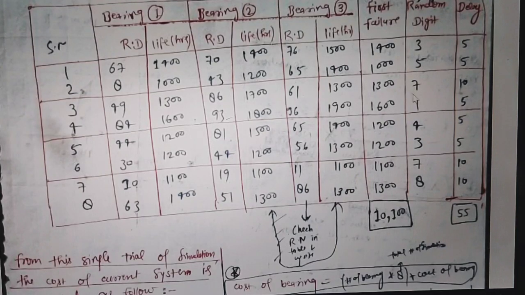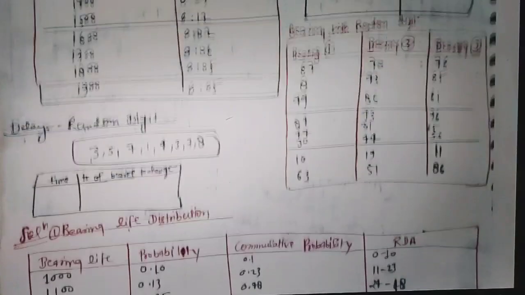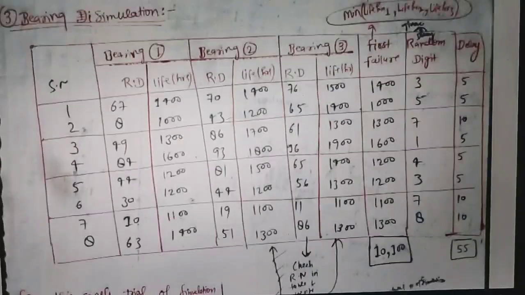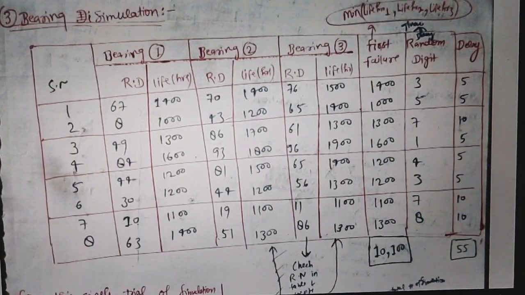Now when the random digit is 7, again we have to go to our respective table. So when random digit is 7, it lies in this section, so the delay time is 10. Okay, here 10 is mentioned. Accordingly we can calculate this table. Now we have this table.